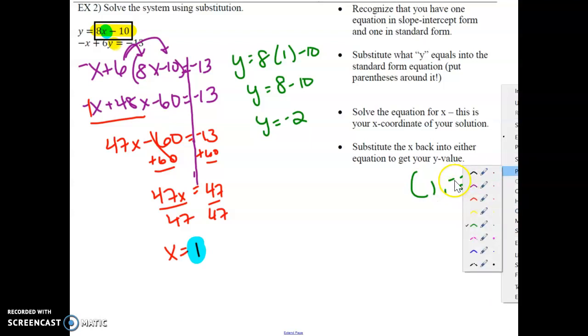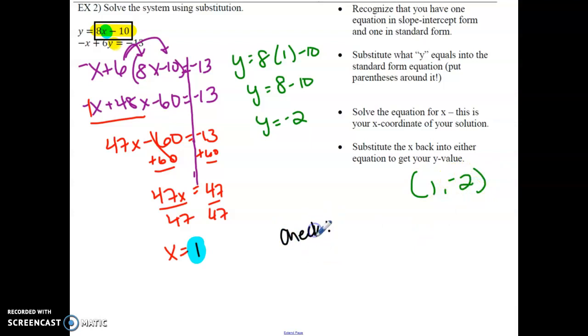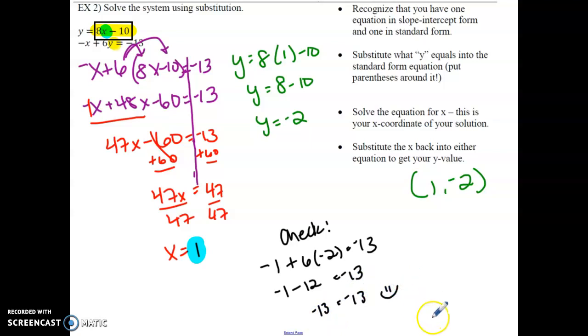And I'm going to check it. In the second equation, I already used the first one to find that, so it should work. So negative x, which is 1, plus 6 times y, which is negative 2, should equal negative 13. 6 times negative 2 is negative 12. Negative 1 plus negative 12 is, in fact, negative 13. So again, I'm a happy camper. Looks good. I'm on the right track.